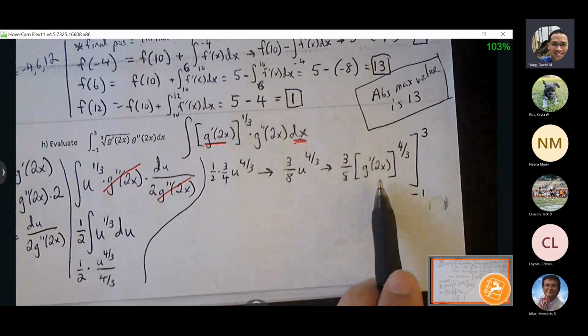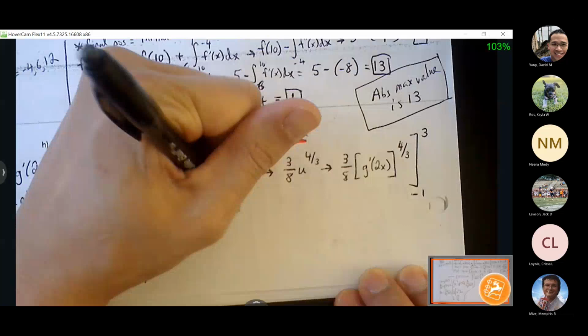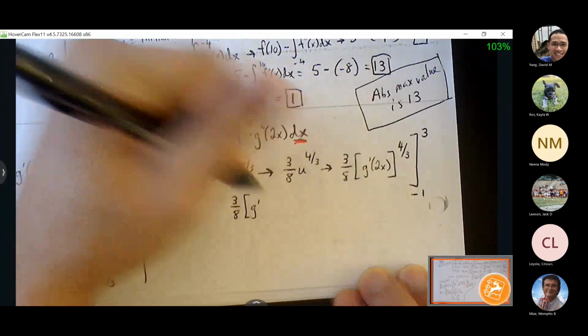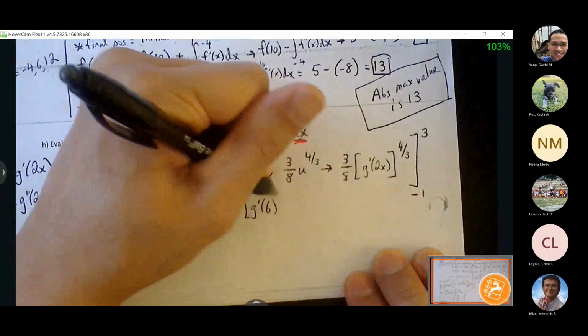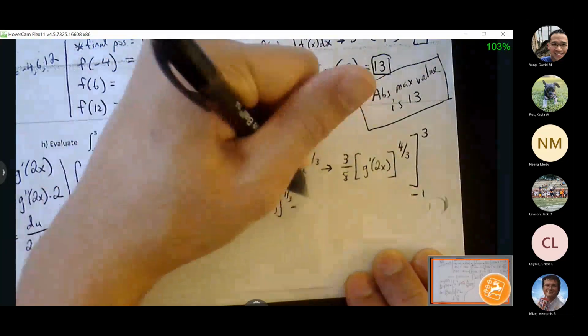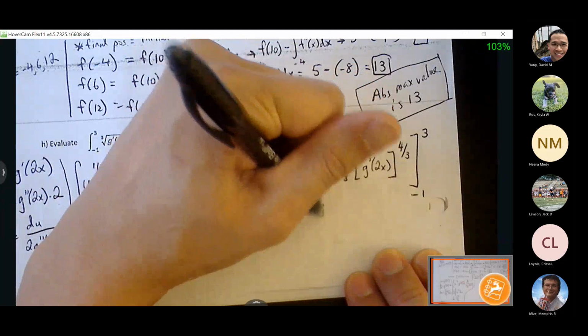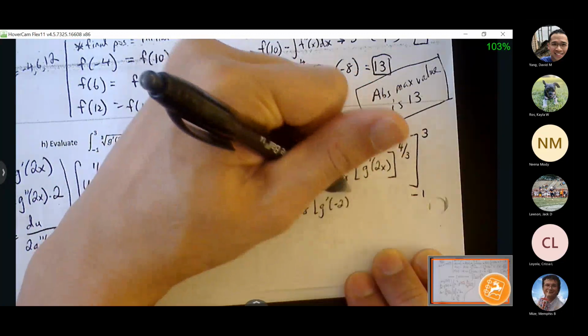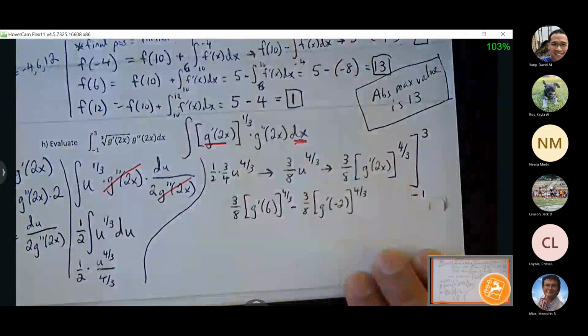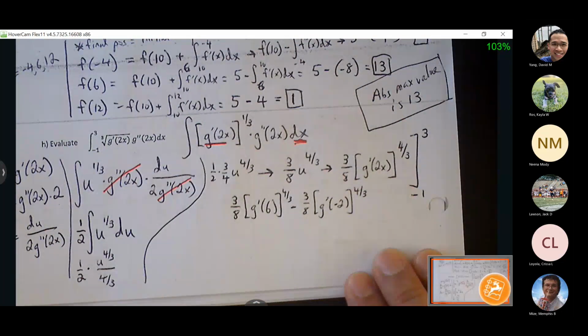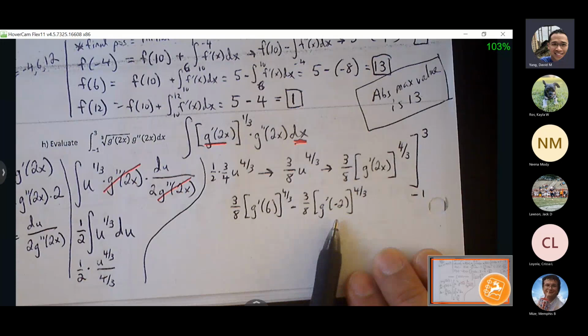Okay, so insert the 3 in for x. 3 times 2 is 6. Let's resolve this. G prime of 6, you go to your table. G prime of 6 is 1. G prime of -2 is -1.